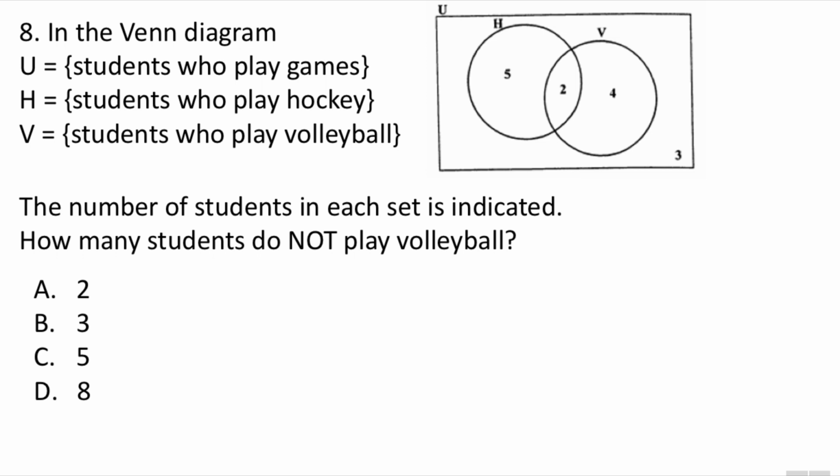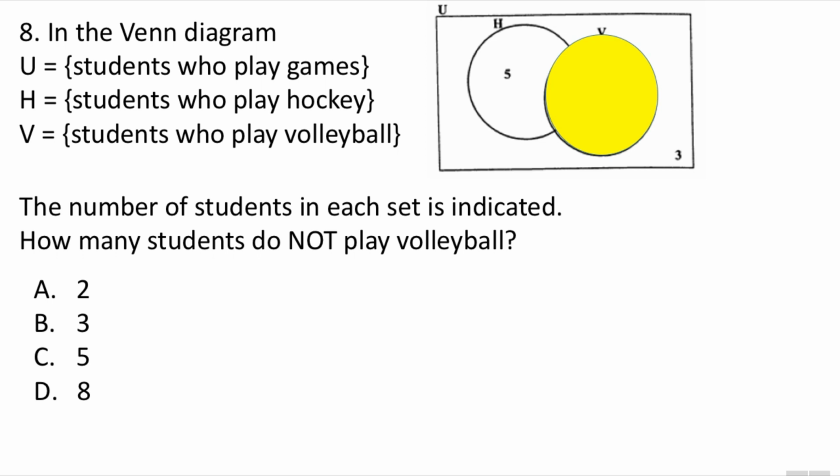In the Venn diagram, we have our universal set equal to students who play games, and then H represents students who play hockey, and V represents students who play volleyball. The number of students in each set is indicated. How many students do not play volleyball? So we want to figure out how many students do not play volleyball. So I'm just going to cover it. I'm not interested in it. What I need to find is how many students do not play volleyball.